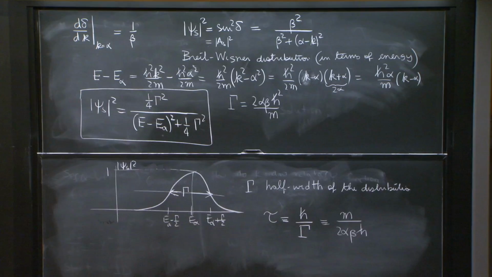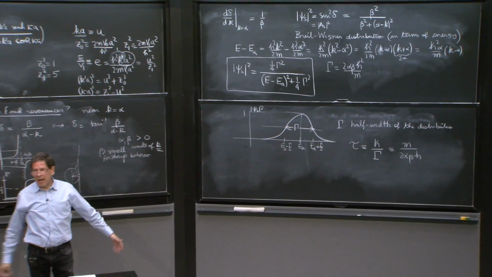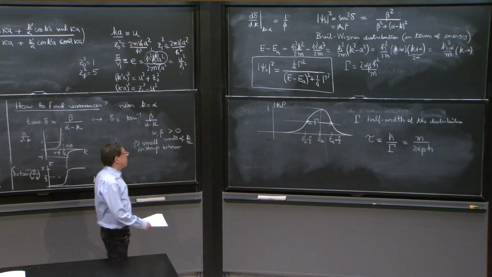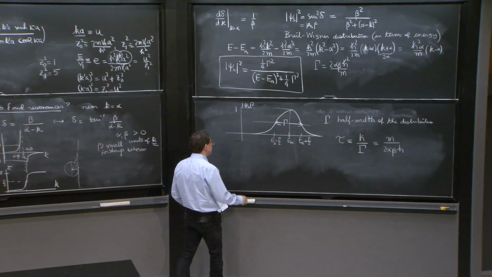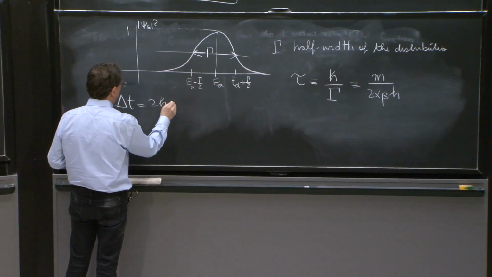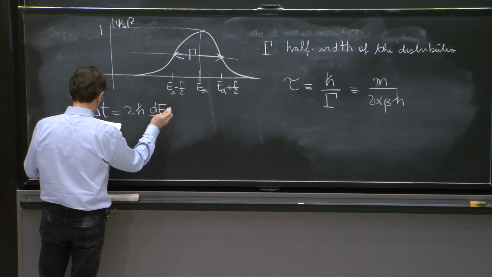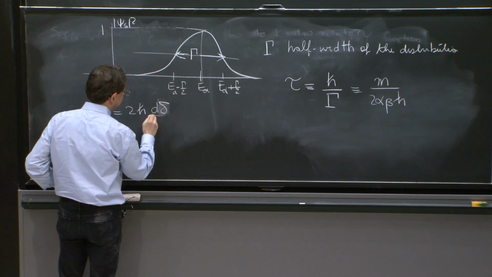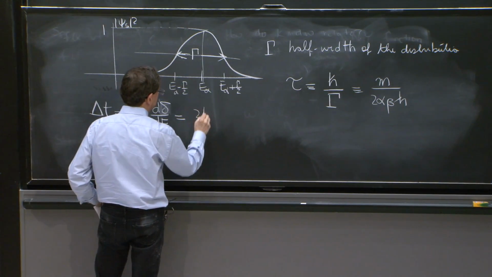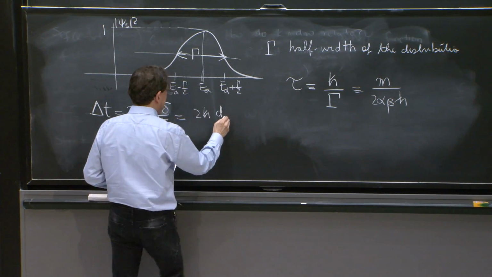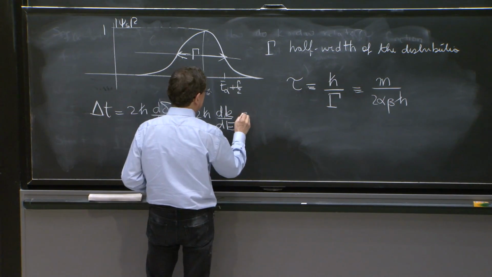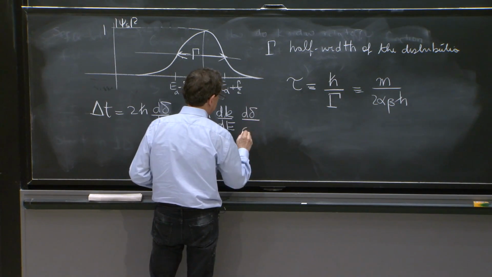So the natural thing, of course, is to compare to the time delay associated to this process that we've been studying. So the time delay, delta t, was 2 h bar d delta dE. And this is 2 h bar dk dE times d delta dk.